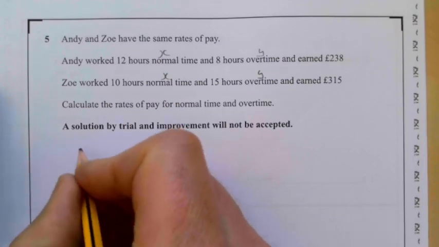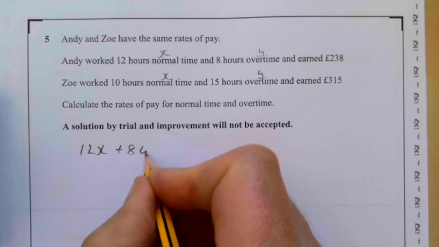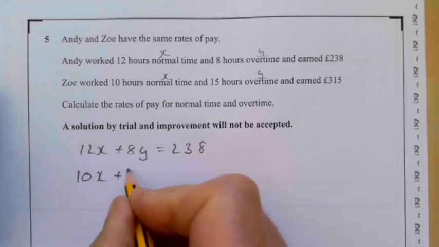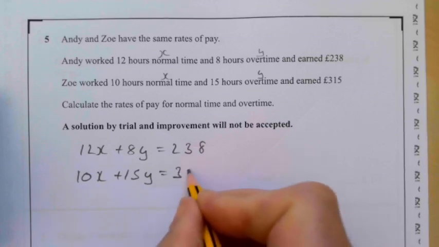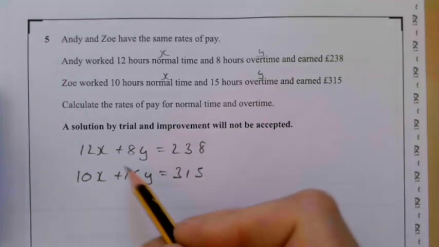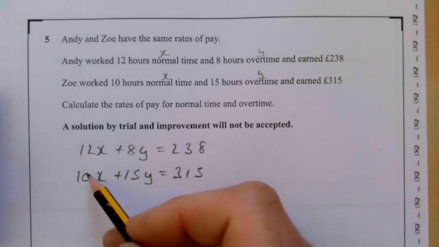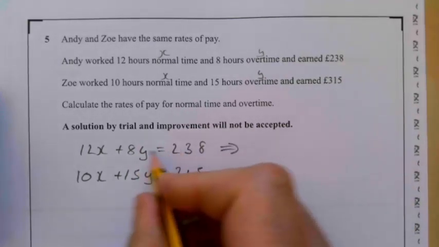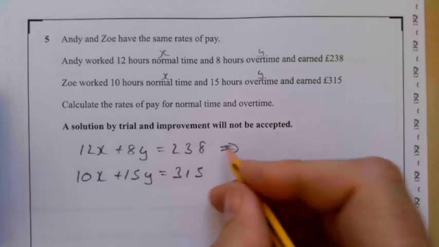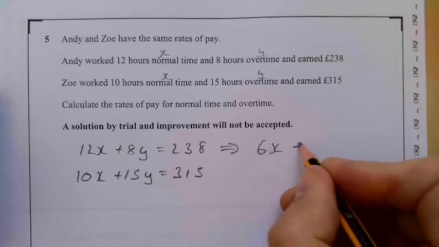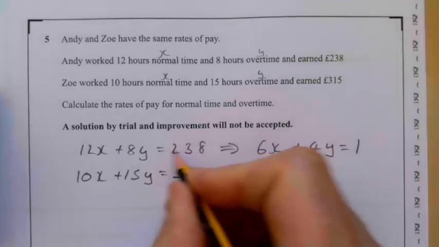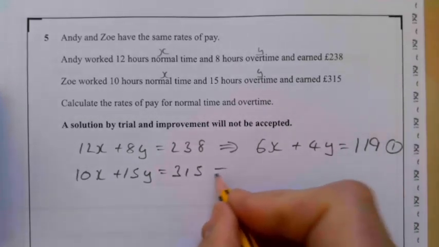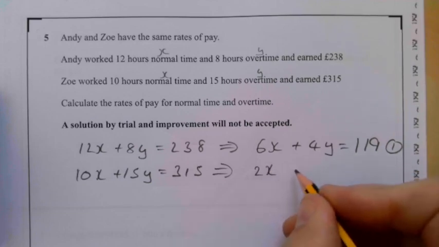So it's going to be 12x plus 8y is 238, and then 10x plus 15y is 315. There's a couple of different ways of solving these. You can make the 8 and 15 the same, you can make the 10 and the 12 the same, but I'm actually going to cancel them down a bit and make my numbers more straightforward. This one divides by 2, so it's going to be 6x plus 4y is 119. Call that equation 1.